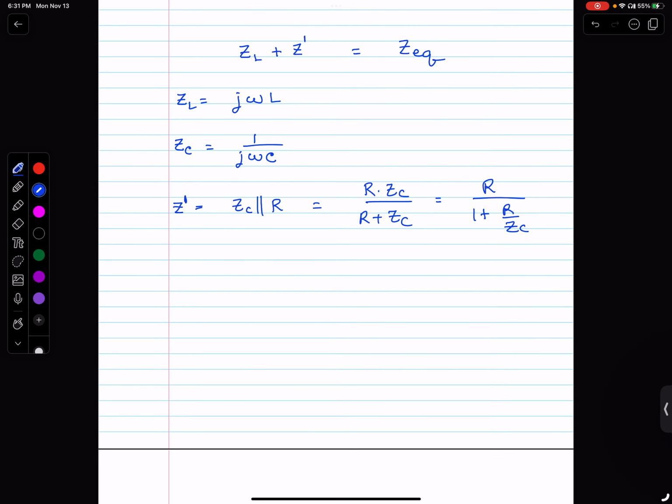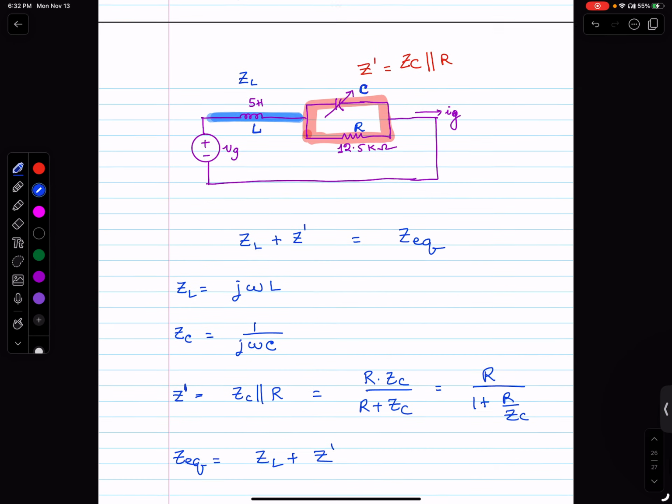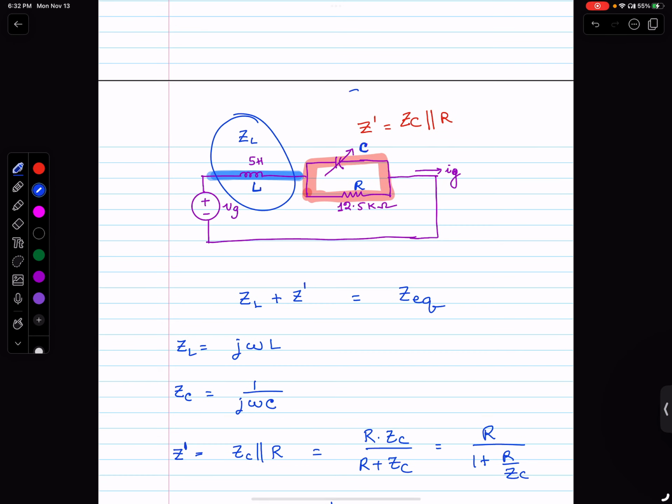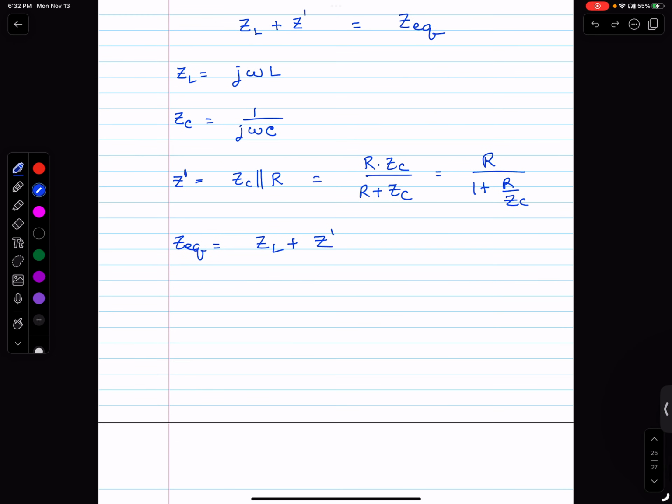Okay, now once we know Z prime, Z equivalent is simply ZL plus Z prime. Remember, ZL is this guy, Z prime is this guy. Add them both because they're in series. So what you have is ZL plus R by 1 plus R by ZC.